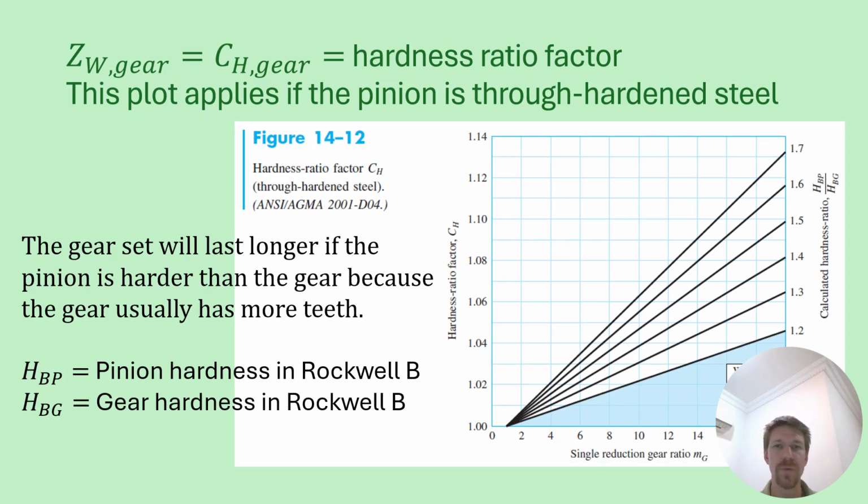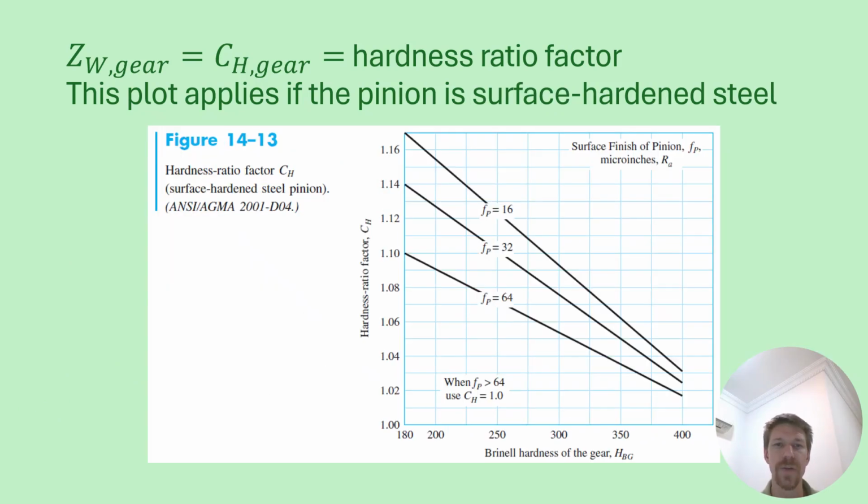Then you have a hardness ratio factor, and this first plot of the two applies only if the pinion is through hardened steel. A gear set lasts longer because a pinion usually has fewer teeth than the gear. If the pinion is harder than the gear, it usually lasts longer. So you can take a little bit of bonus through this hardness ratio factor if the pinion is a little bit harder. This first plot is for through hardened pinions. The second one here coming up is for surface hardened pinions.